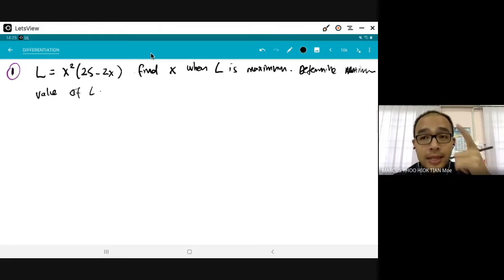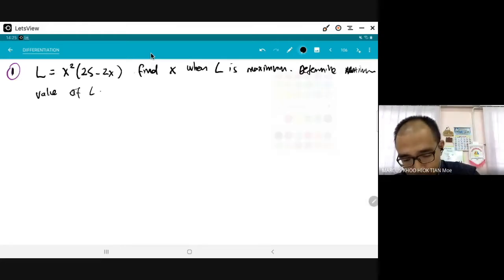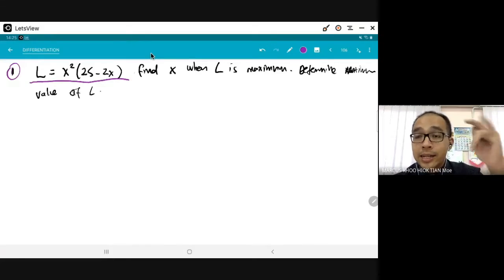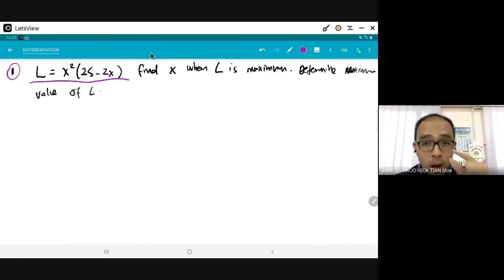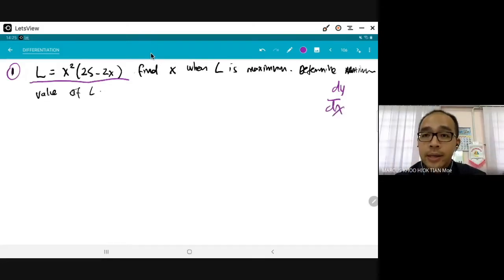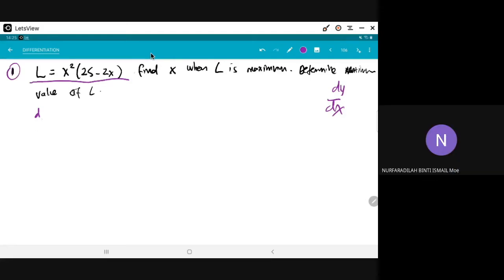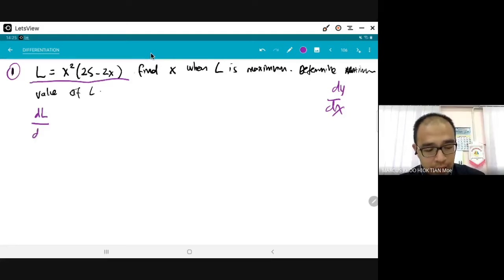But because our equation is L equals something with x in it, what will the differentiation look like? It cannot be dy dx because our equation is not y. What will the differentiation look like? It will be dL dx. Okay, very good. dL dx is what we are looking for.